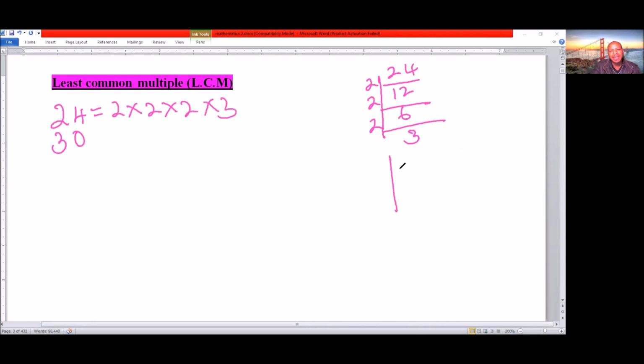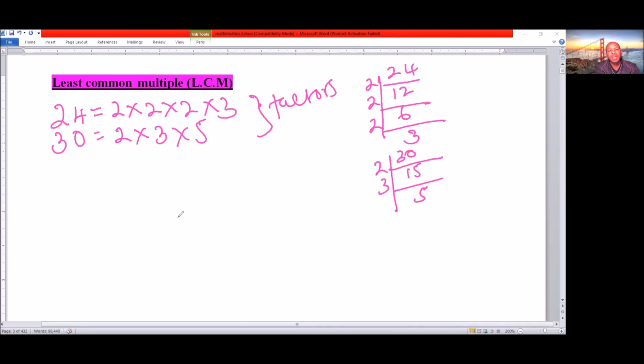Then with 30, we divide by 2, you get 15. You divide by 3, you get 5. So the factors of 30 are 2 times 3 times 5. These are referred to as factors. So to get the LCM, LCM actually means the least number which we can get in common if we multiply 24 several times and 30 several times.